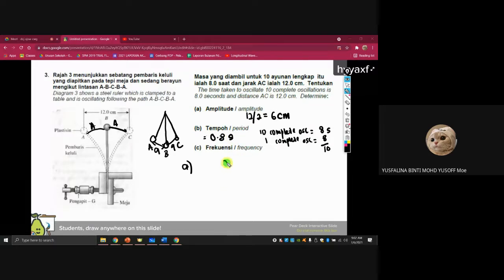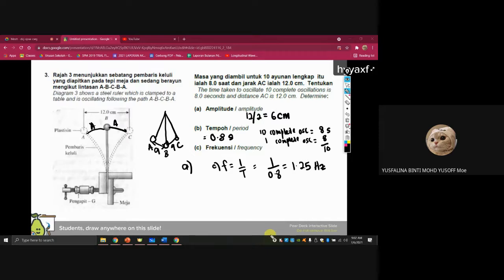And for C, we just use the formula 1 over T. So 1 over T means 1 over 0.8. You will get 1.25 hertz. That's the answer for number 3.